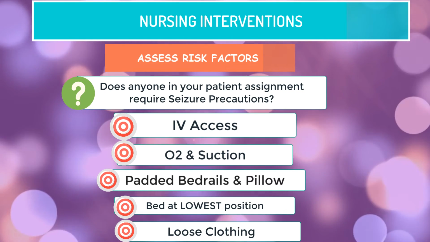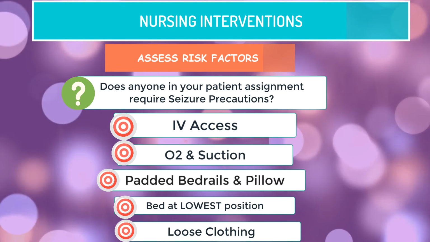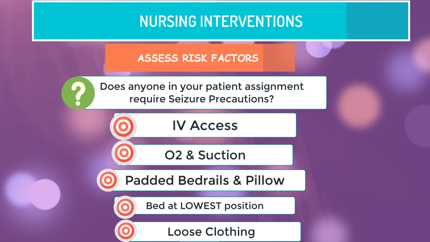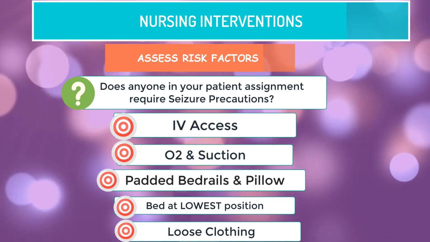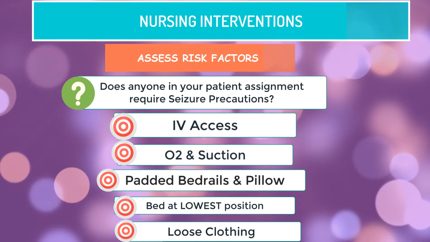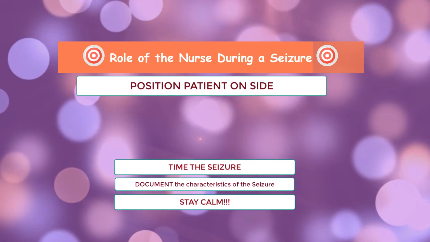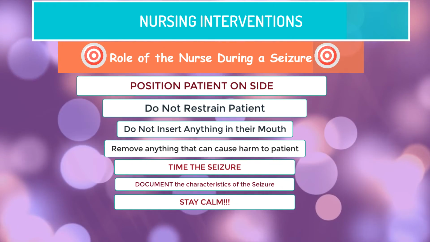Your patient should also have a pillow or cushion on the bed in order to protect their head during a seizure, and wear loose, non-restrictive clothing so that they can be comfortable and be able to move during those seizure activities that cause tonic and clonic movements. So what is our role as a nurse when our patient is having a seizure?